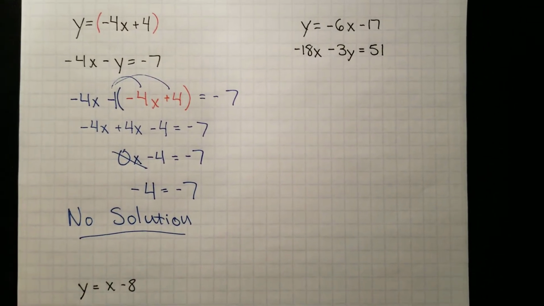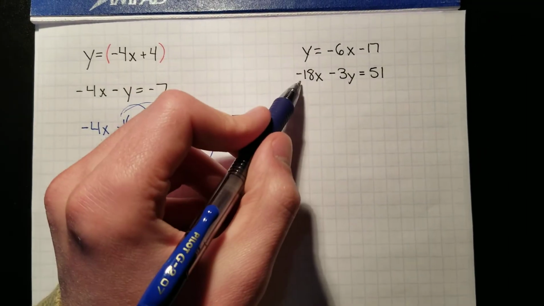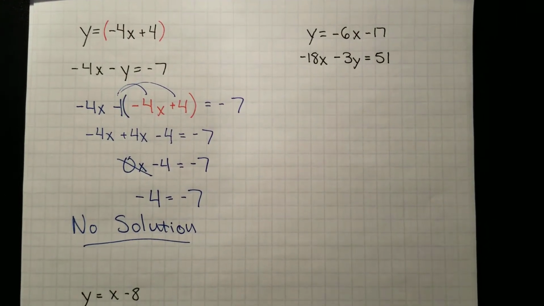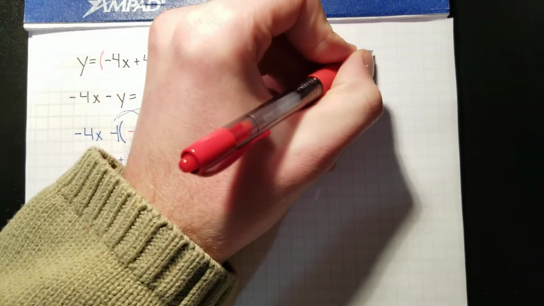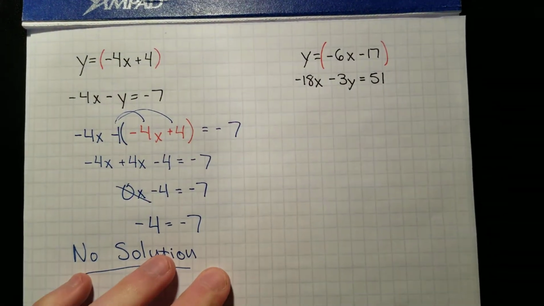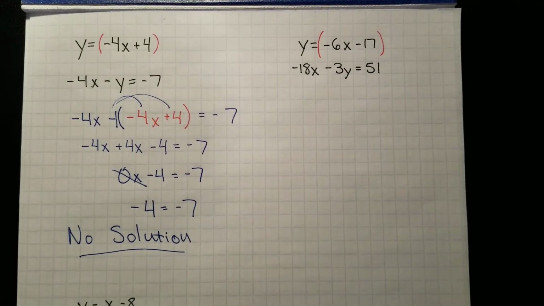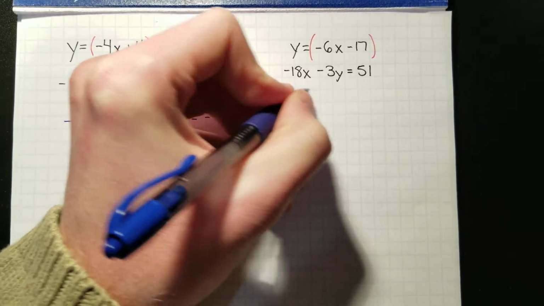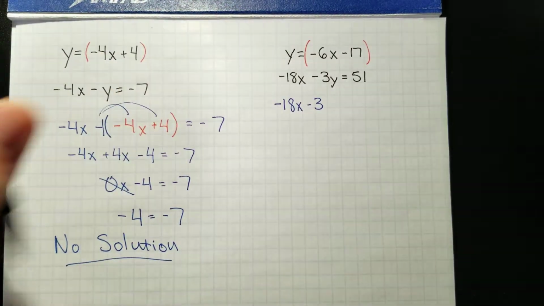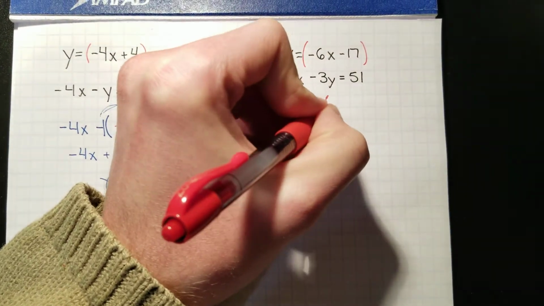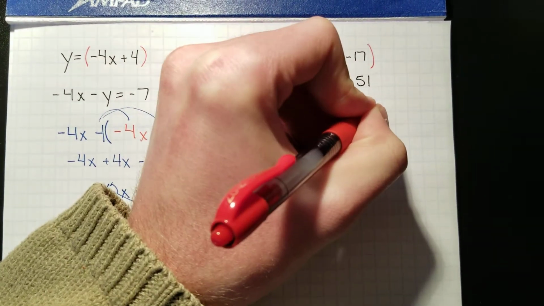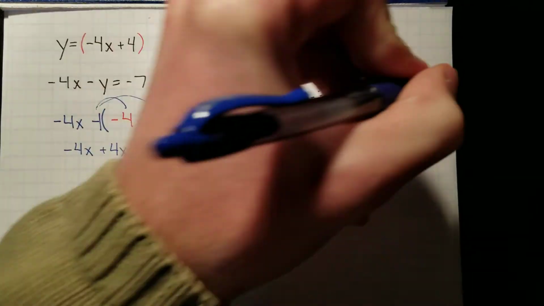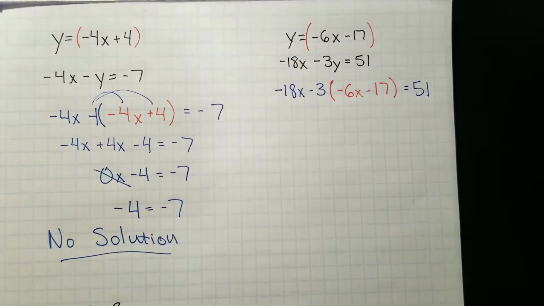A similar thing is going to happen with our second set of equations. So in this system of equations, we have something quite similar. We have y equals negative 6x minus 17. And we're going to substitute that into the bottom equation. So we're going to have negative 18x minus 3, and then we're substituting the negative 6x minus 17 in there. That is all equal to 51.